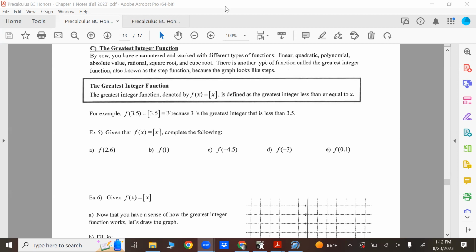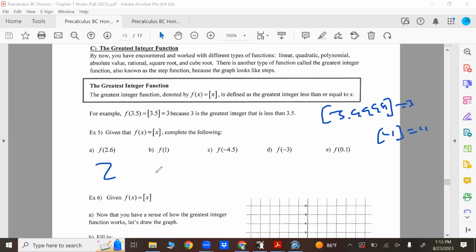So, for example, if I have 3.5, what's the greatest integer that's less than 3.5? It's 3, right? Basically it's an extension of a piecewise function. There's a gazillion integers less than 3.5, but you want the greatest of them all. The greatest of them all is, of course, 3. If I did 3.999, it's still 3, right? But once I hit 4, now it's 4, because the greatest integer is less than or equal to the input.